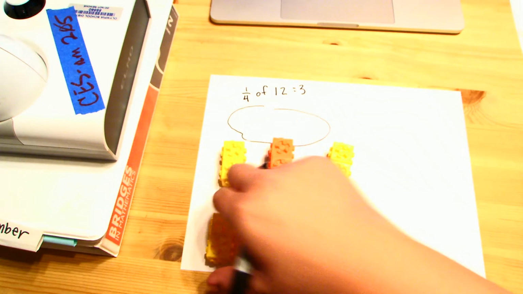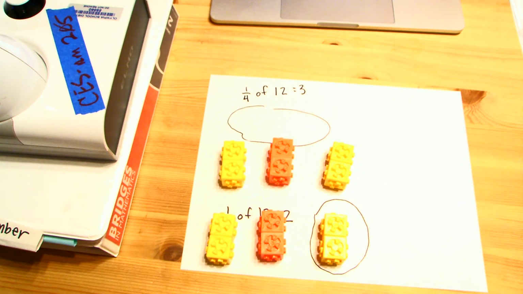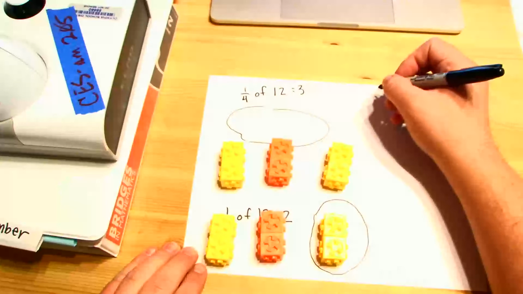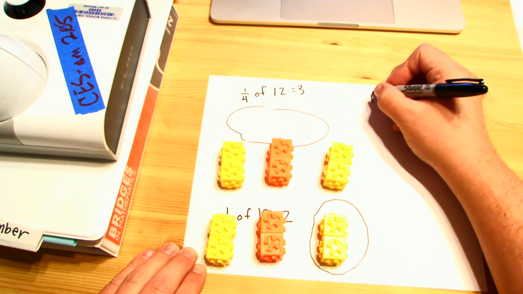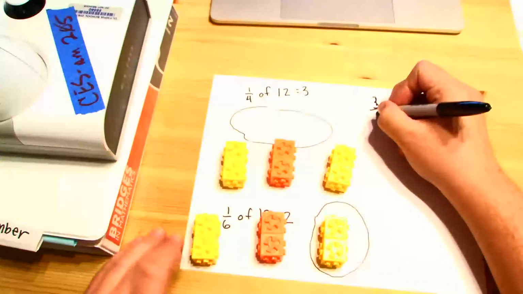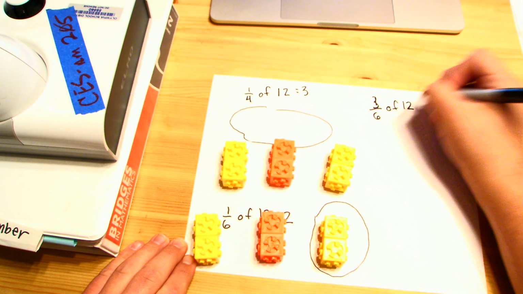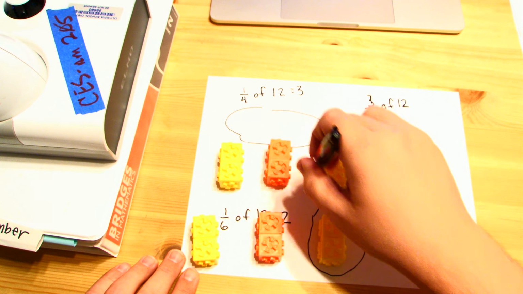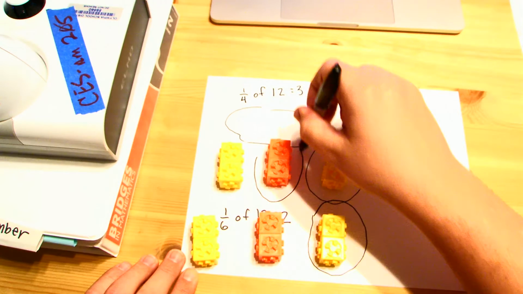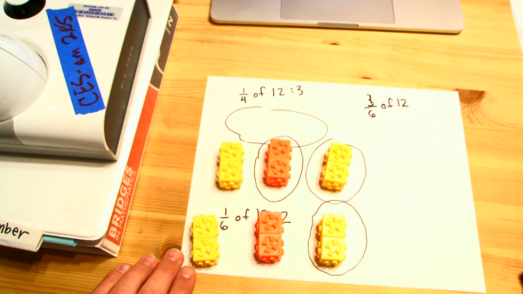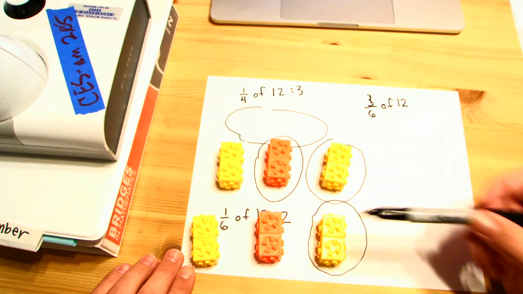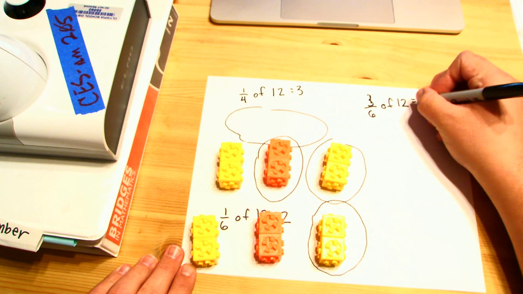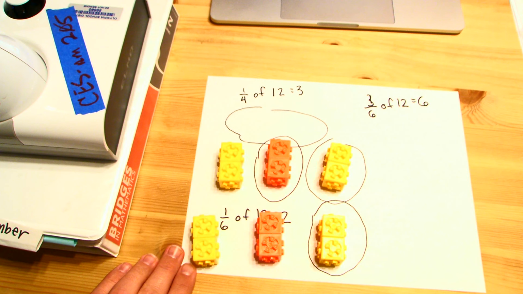I know what you're saying, Mr. Pierce, it's not always going to be 1/6, 1/4, 1/5. So what happens if there's multiple 6ths or 12ths or 4ths in there? So if I were to say look for 3/6 of 12, I'm not going to count just one group. I still have my even groups, but I'm going to count 3 of these groups. And I have 1, 2, 3, 4, 5, 6 pieces in there. So 3/6 of 12 equals 6.